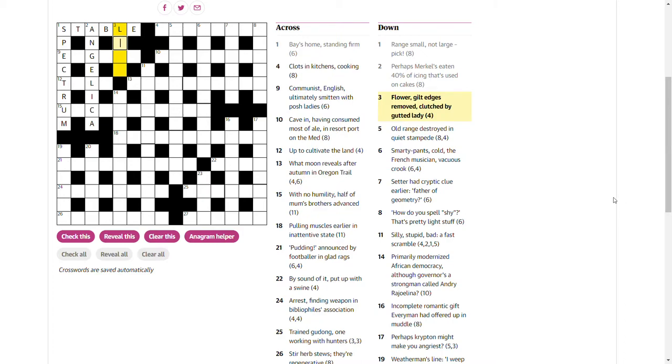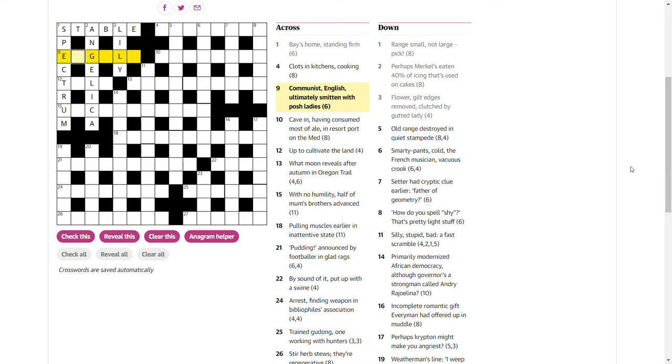Flower, gilt edges removed, clutched by gutted lady. Well, gutted lady must be L-Y, so with the middle of the word lady removed. Lily? And yeah, so we're taking gilt and taking the edges off and putting it inside Lily.